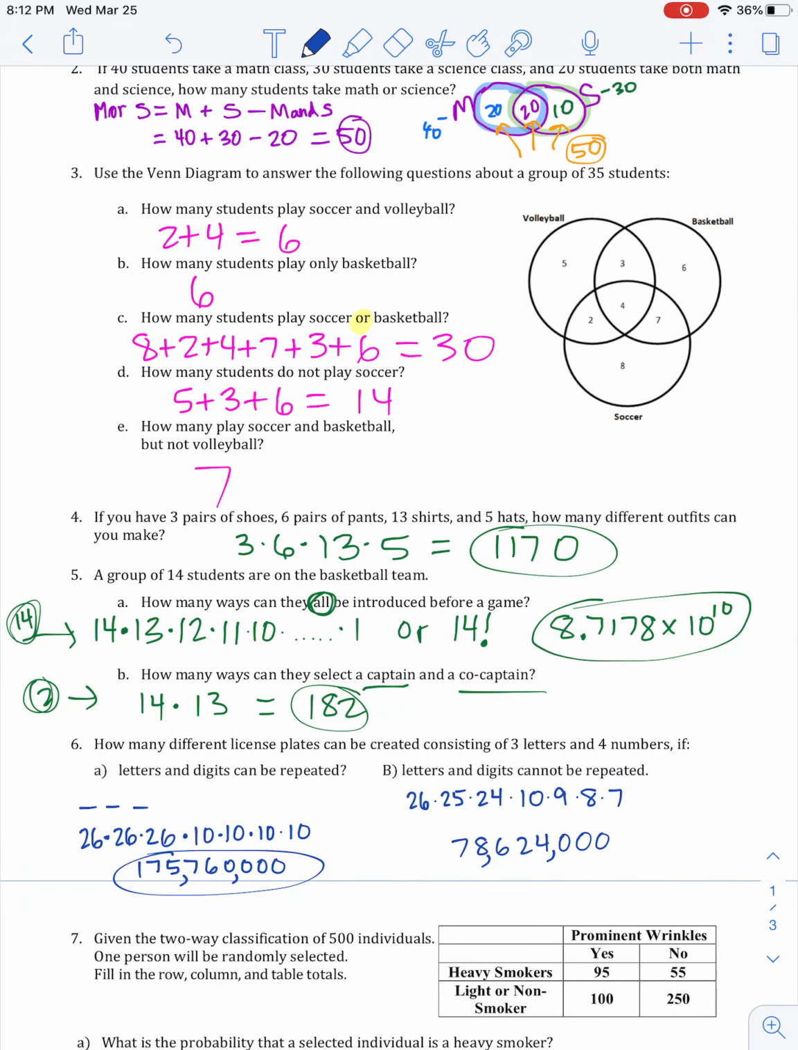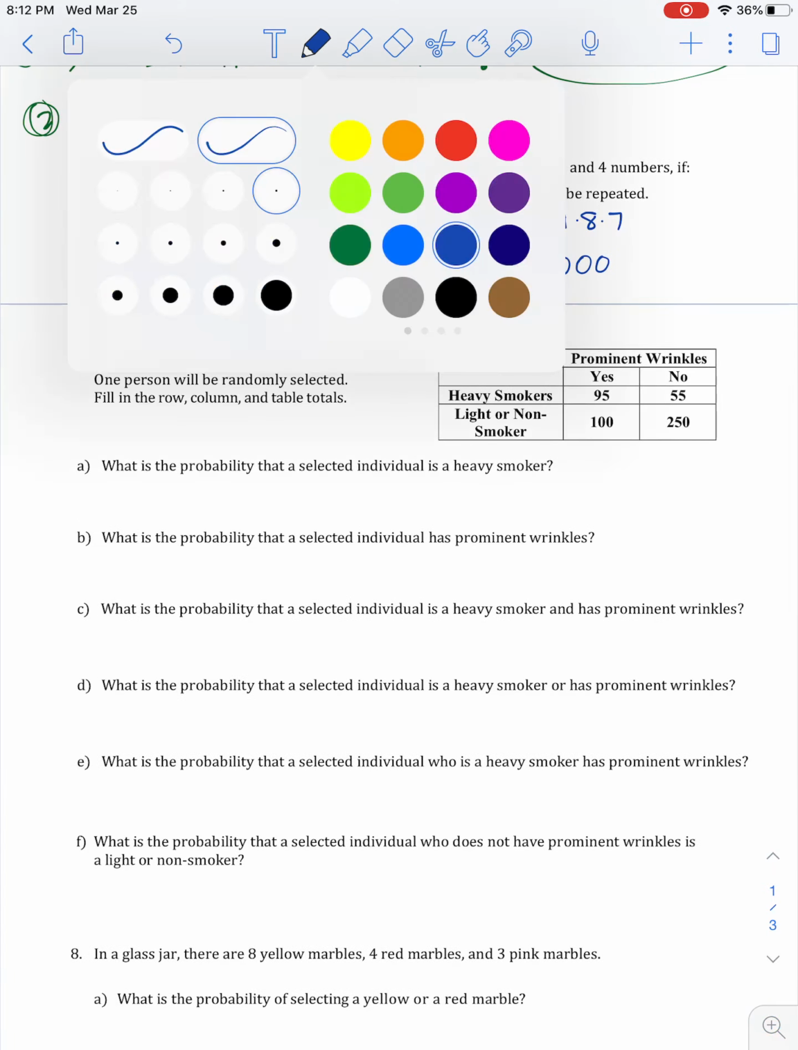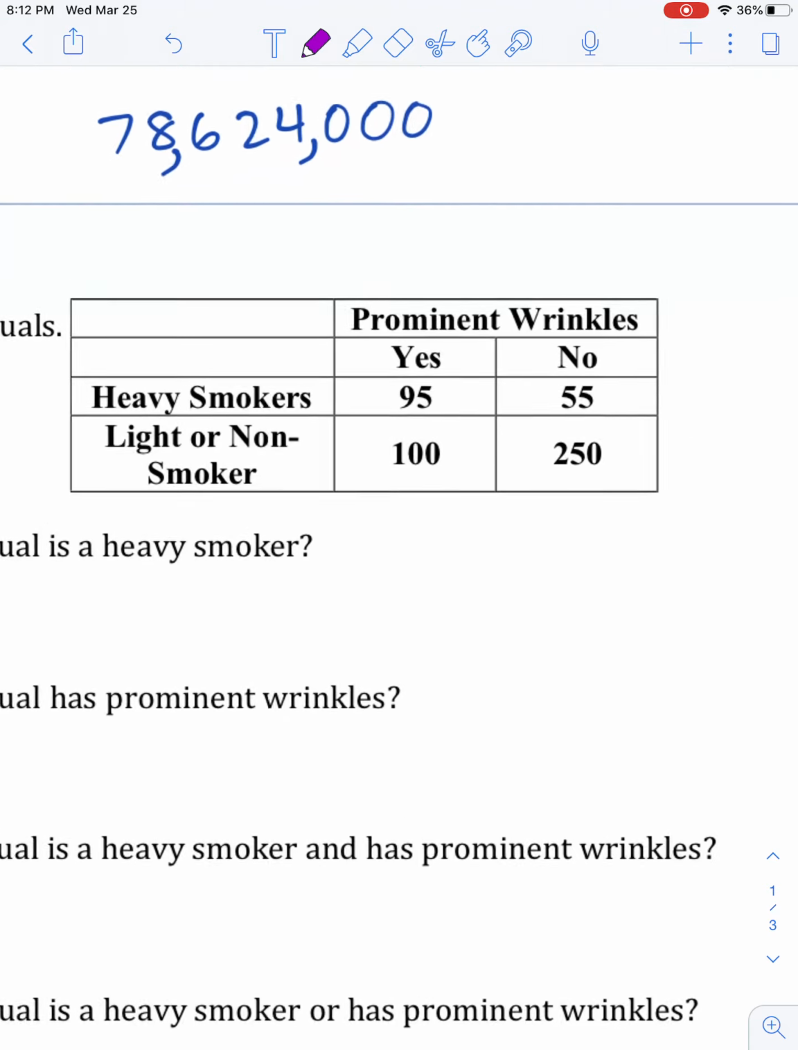All right, if we move on to page 2, we have a two-way table problem. So it says, given the two-way classification of 500 individuals, one person will be randomly selected to answer all the questions. Let's start by filling in the totals.